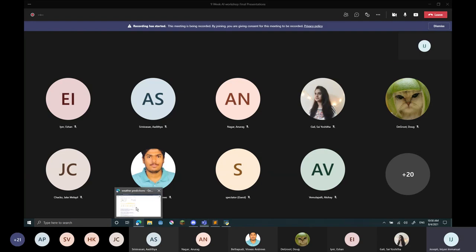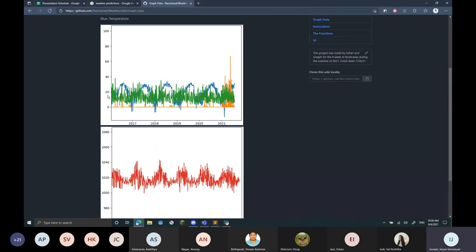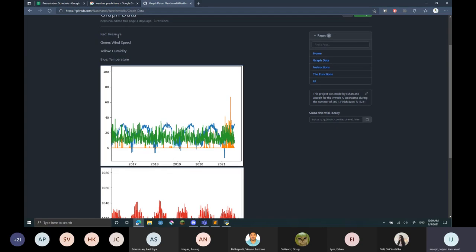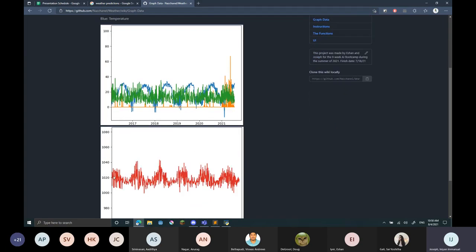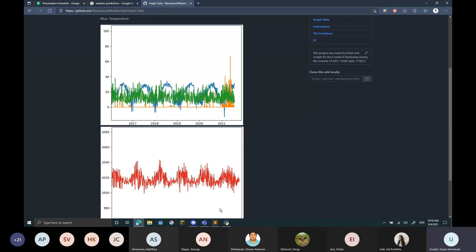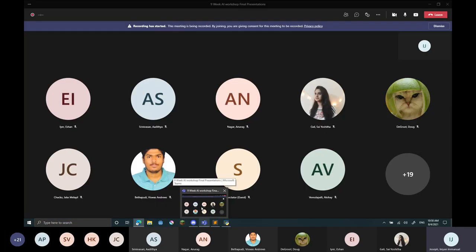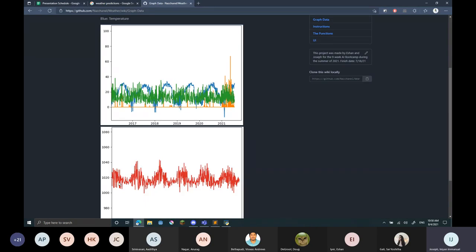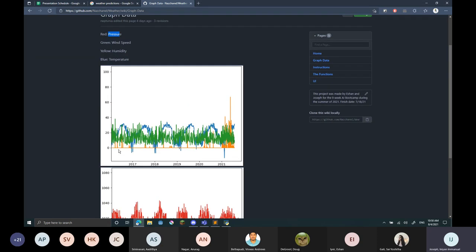So I'll start by showing the data visualization. Red is the pressure, which hovers around the thousands. The reason we included pressure as one of the data points is that pressure is a good indicator of cold and warm fronts, so it'll help us predict if it'll rain or if a period of inclement weather is coming.